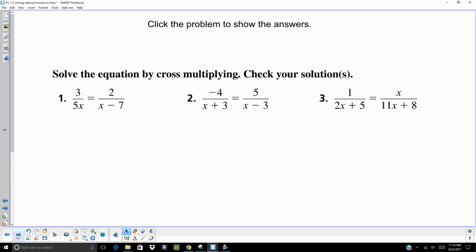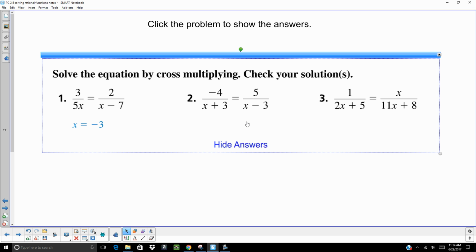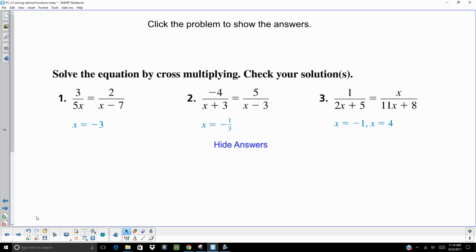So tell you what, there are 3 proportions here. What I would suggest you do is hit pause, try these 3 on your own. When you think you have an answer, hit the play button. First one is 3, -1/3. And the last one, you get 2 answers because you created a quadratic, -1 and 4.